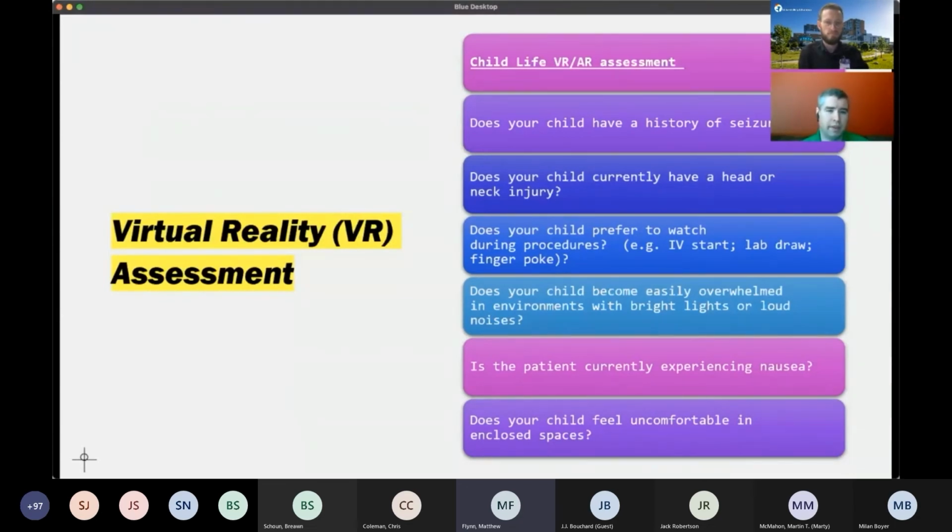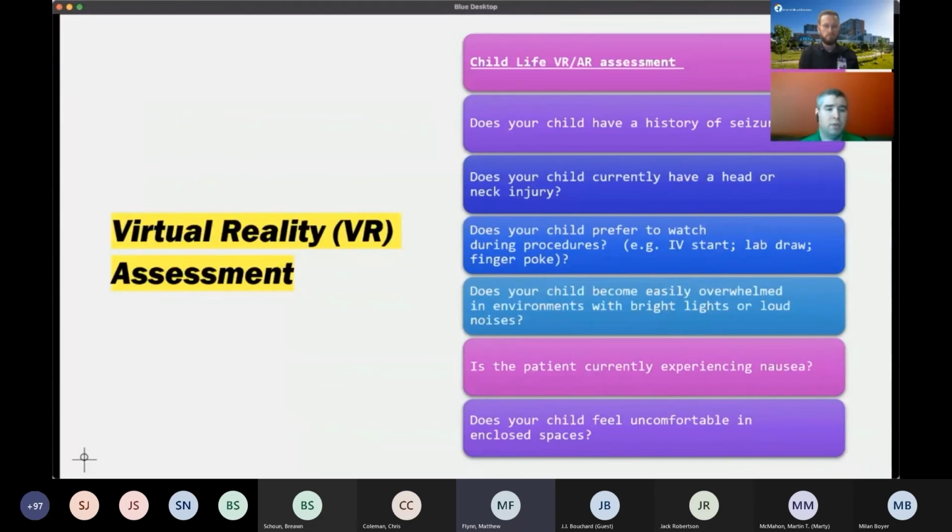And you want to be sure that the patient does not have a history of seizures, that they do not currently have a head or a neck injury, that they're not feeling nauseous, and that if they've recently had any type of neurosurgery and have a healing incision anywhere on their head, the headset should not be used.